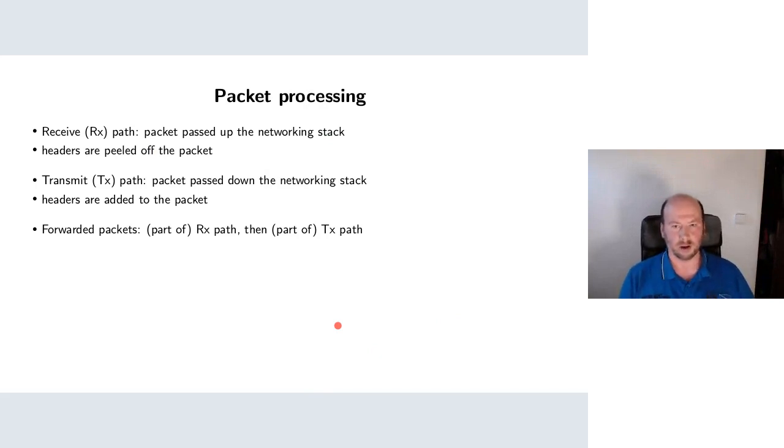In a receive path, we are passing the packet up the networking stack to higher layers, and we are peeling off the headers from the packet. In transmit path, when we are sending a packet, we are passing it down the stack, and we are adding headers from inside out. For forwarded packets, we go through part of the usual RX receive path and then part of the transmit path. For forwarded packets, we don't go through higher layers like TCP module or other higher level protocols.